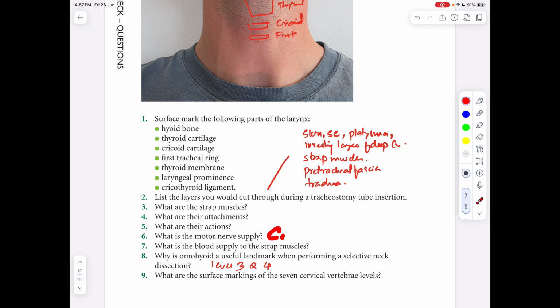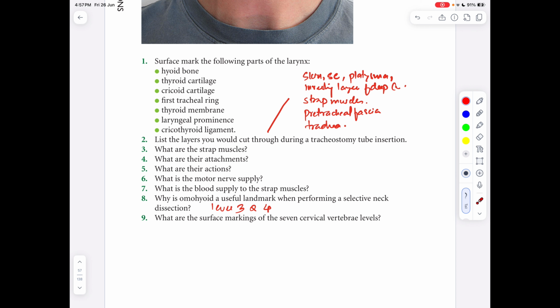What is the blood supply to the strap muscles? The strap muscles are supplied by the superior thyroid artery and inferior thyroid artery. What is omohyoid useful landmark for in performing selective neck dissection? For example, in neck dissection for squamous cell carcinoma of the tongue with no evidence of metastasis, it is standard practice to dissect only levels 1, 2, 3 of the neck, as these are the most common levels of tongue metastasis. This is supraomohyoid neck dissection.